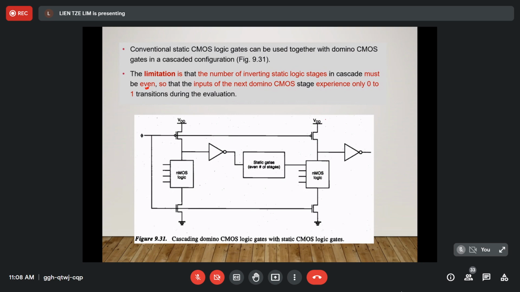The reason is already stated here: to ensure that the input of the next domino CMOS stage experiences only a 0 to 1 transition during the evaluation phase.